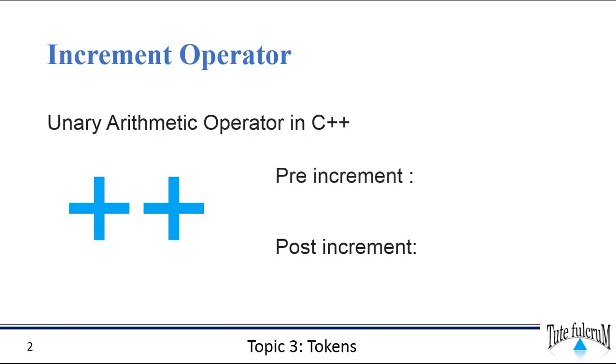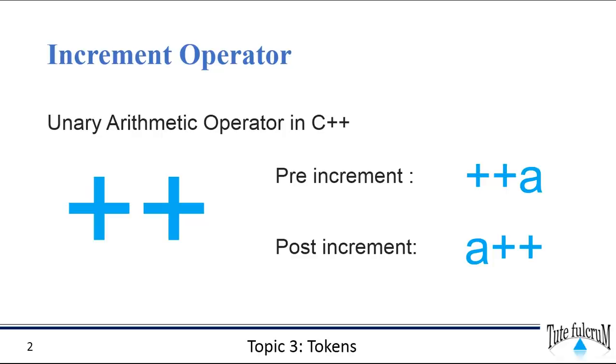and post-increment. We say pre-increment when you place the operator before the operand. For example, if I say ++a, a is my operand. When I place the operator before that, it becomes a pre-increment operation. Post-increment, when I place the operator after my operand. For example, a++. A is the operand. I am placing the operator after that. So it refers to a post-increment operation.